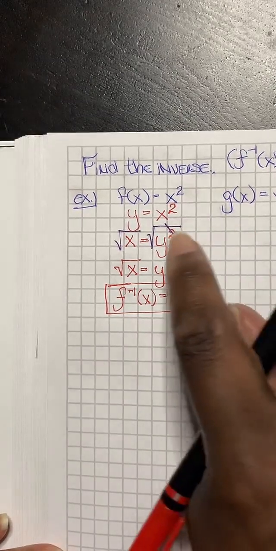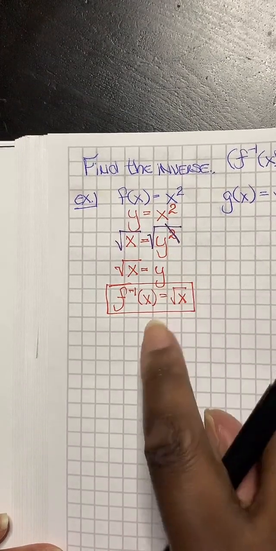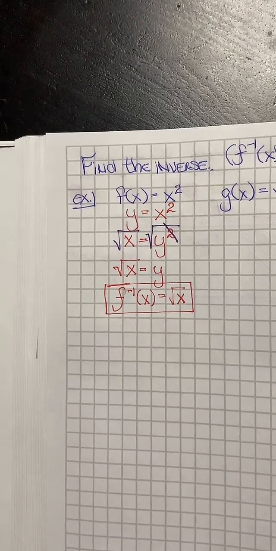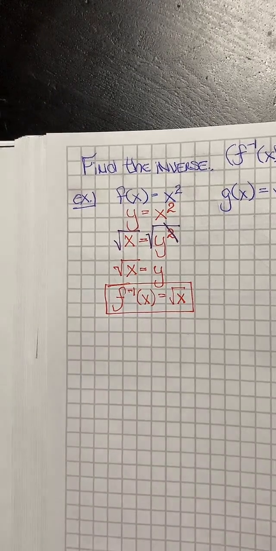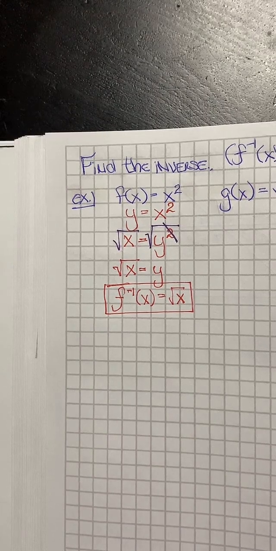Okay, so we switched the x and the y's. We solve for y. Then we substitute the y with our f raised to negative 1 of x. So this means the inverse of x. All right. Can it also be plus minus square root of x? Not in this case, because right now we're just trying to find the inverse, not the intercepts. That's why. But you are thinking. Good job.